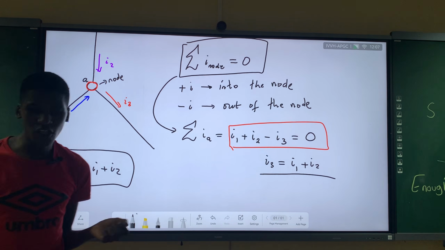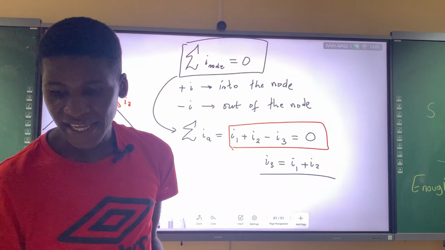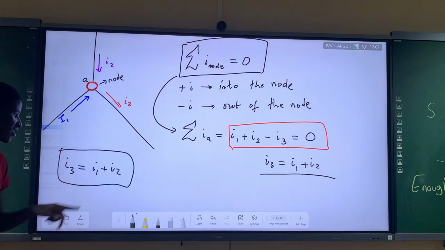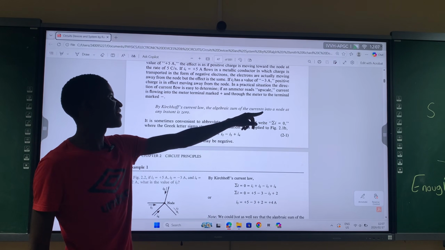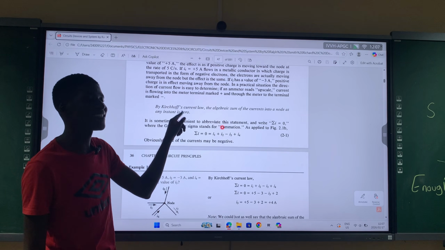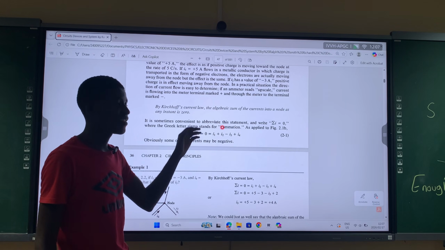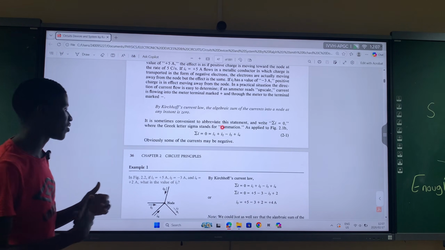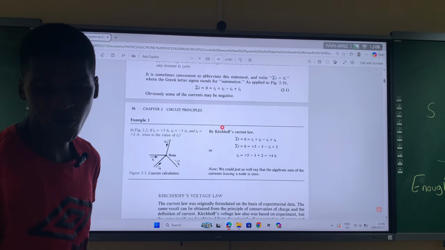So Kirchhoff's current law states that the algebraic sum of the currents into and out of a node at any instant is 0. So when you are adding the currents, the one with the positive is the one entering the node. The one with the negative is the one that leaves the node. You see? The rest will be just to substitute your values.